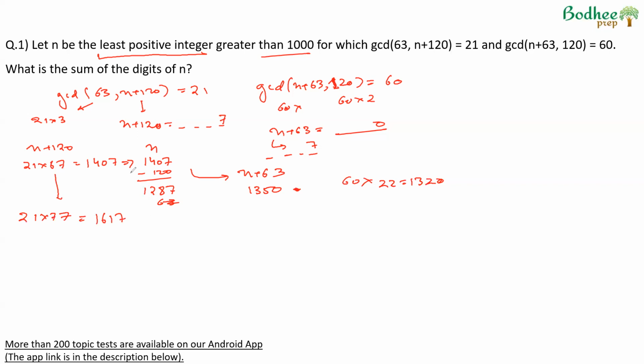So the value of n will become, with the 210 increase, 1497, and therefore n plus 63 will become 1560.